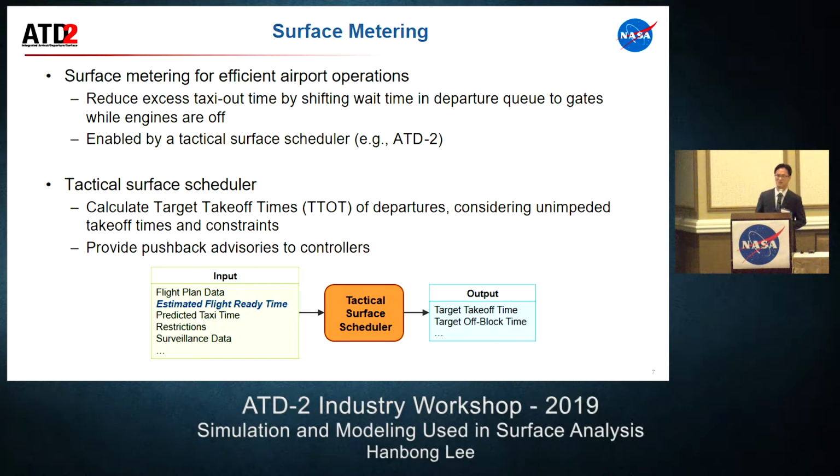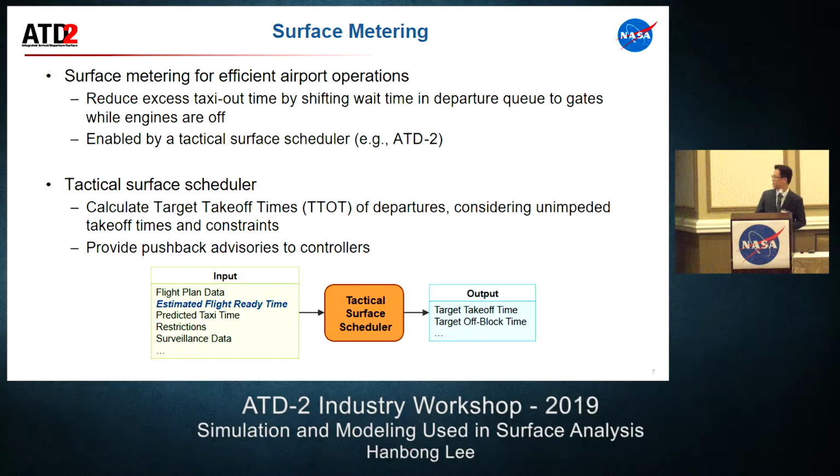So yesterday, Jeremy already talked about the benefit of the surface metering applied to the Charlotte International Airport. So this surface metering can be implemented by using the tactical surface scheduler. Basically, the tactical surface scheduler calculates the target takeoff time of departures, considering the unimpeded takeoff time and operational constraints like the runway separation time for wake turbulence. And then it provides the pushback advisory to the ramp controller to hold some departures to reduce the surface congestion.